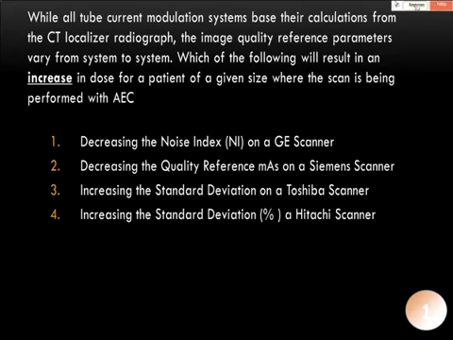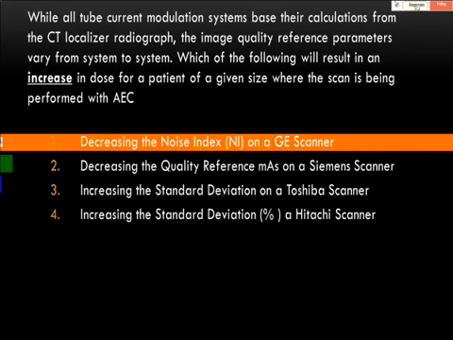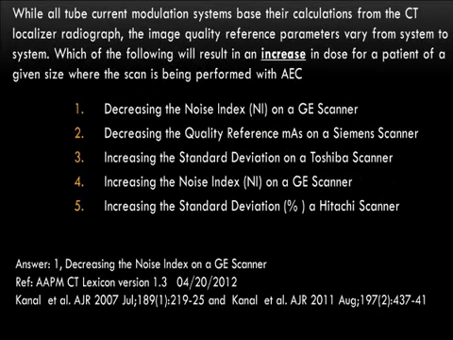Almost there. Okay, ready? Here we go. Excellent. Well done. Okay, a couple of you got confused. Actually, I would have expected more of you to be confused by this. So you did very well. Good. Okay, the answer is correct. The correct answer is number 1, decreasing the noise index on the GE scanner.